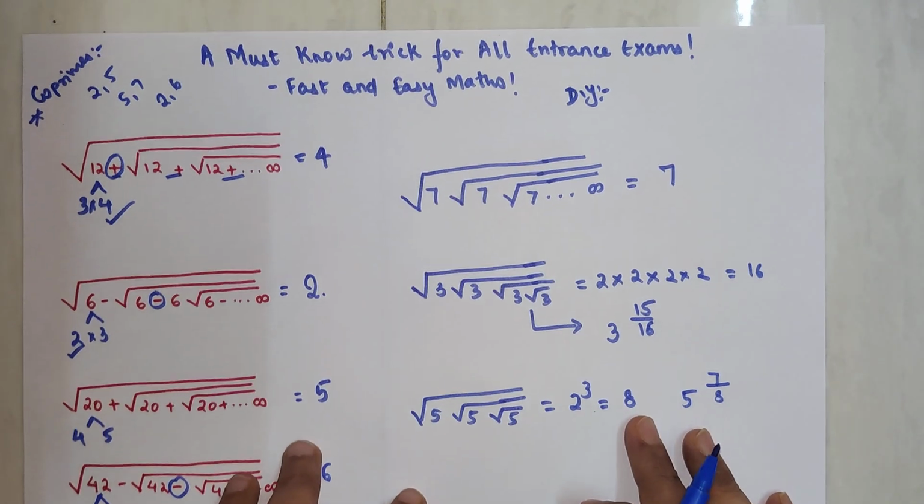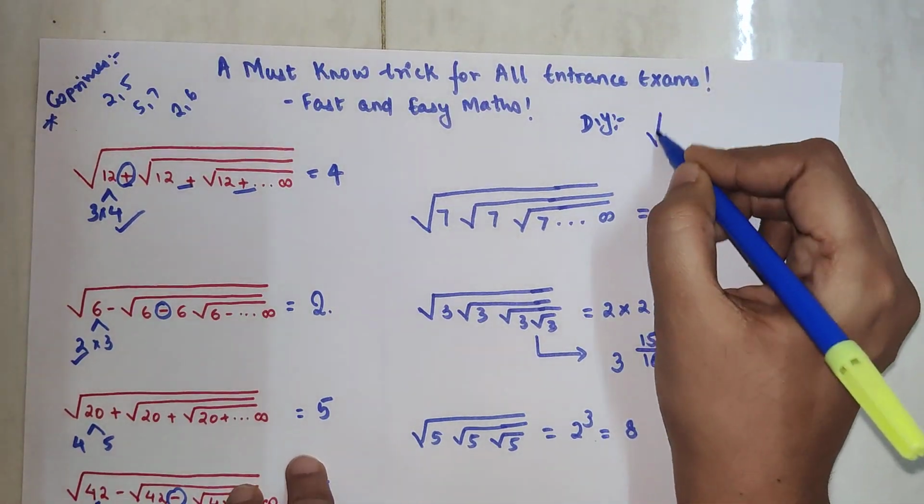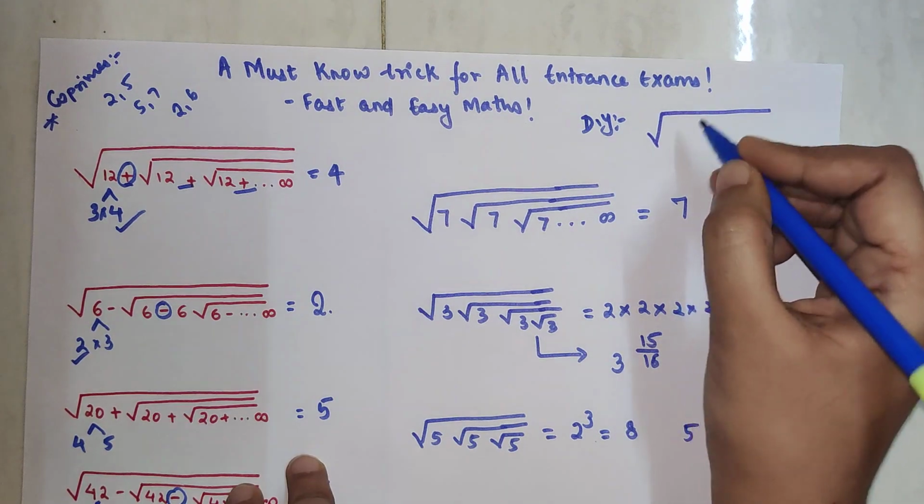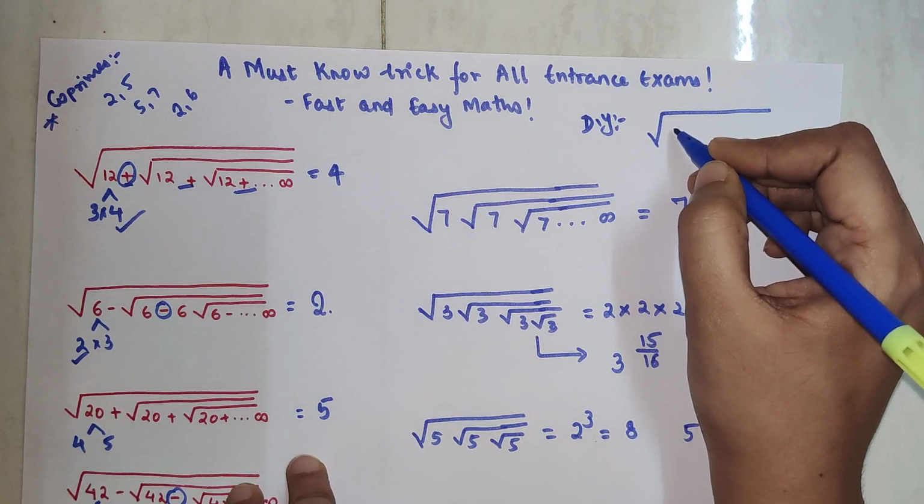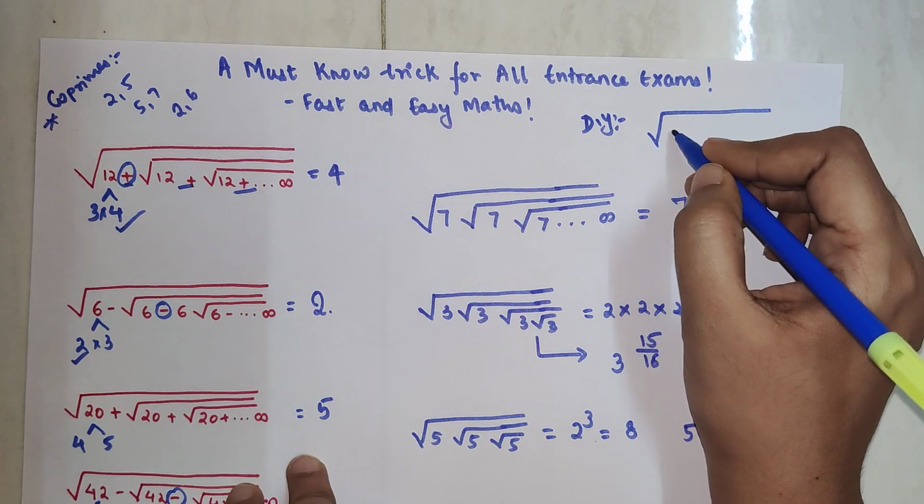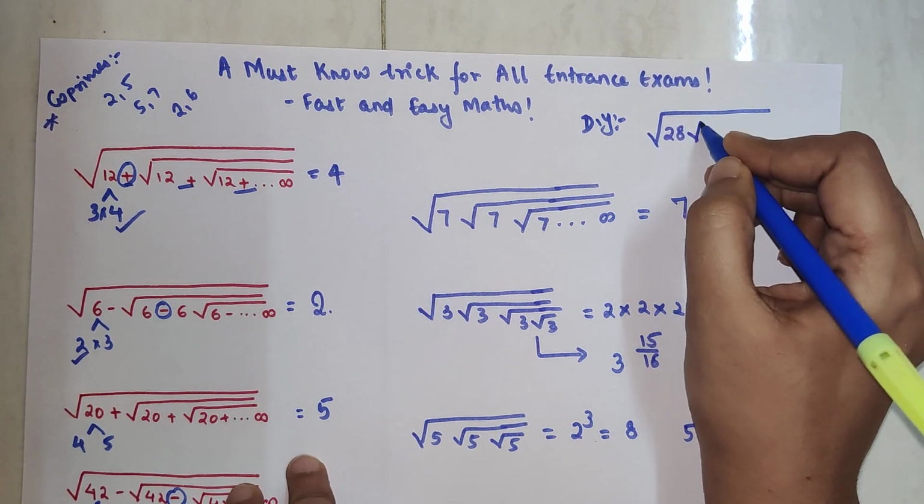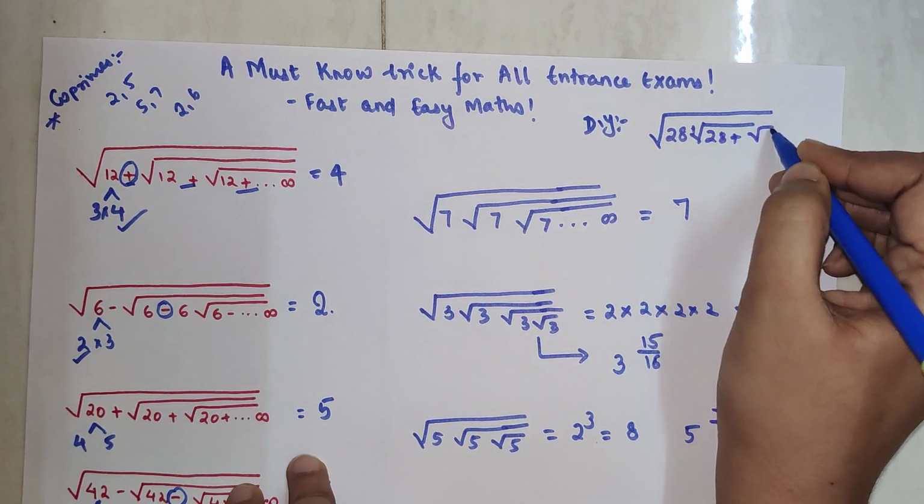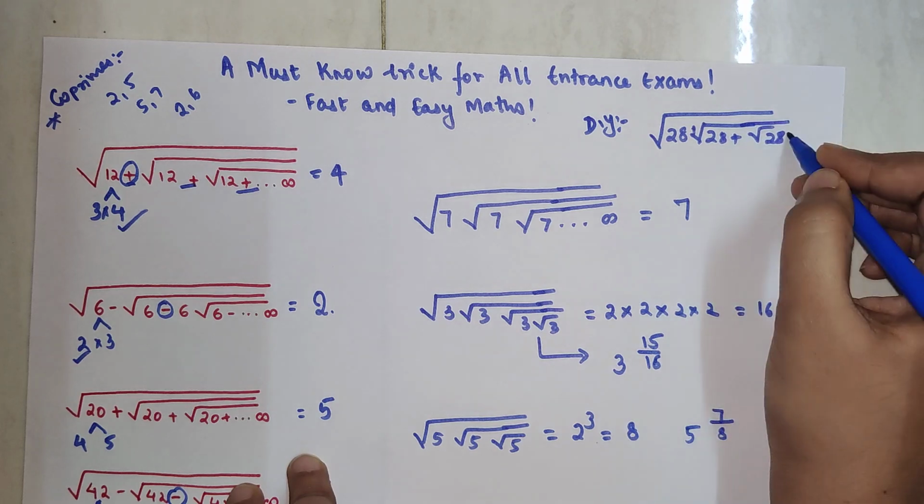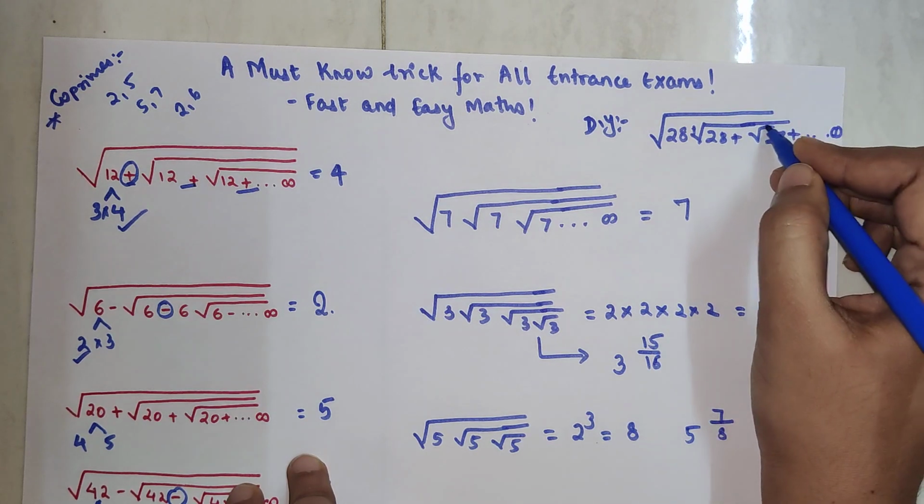So now time for your DIY. I want you all to tell me what is the answer of root 28 plus root 28 plus root 28 plus going up to infinity.